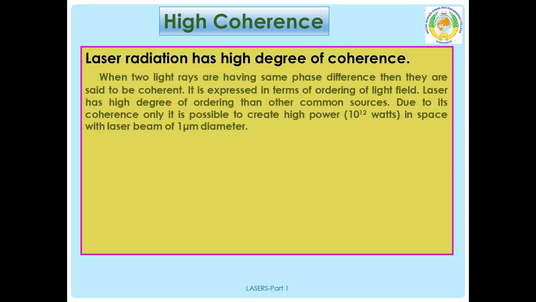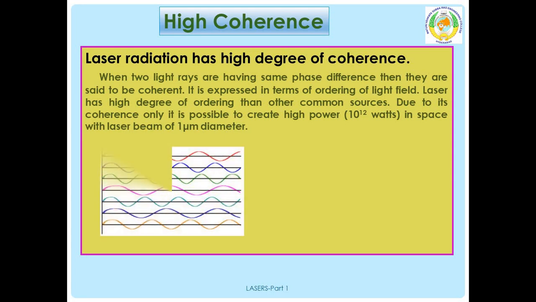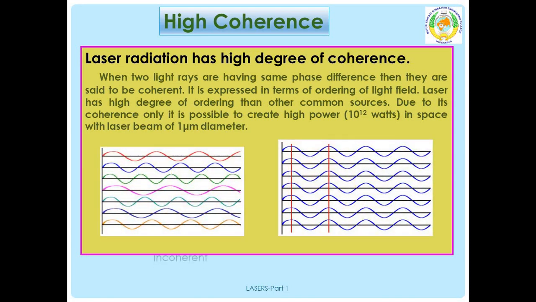The radiation coming out of lasers has a high degree of coherence. Now let us discuss what is coherence. When two light rays have the same phase difference, then they are said to be coherent. It is expressed in terms of ordering of the light field. Laser has a high degree of ordering compared to other common sources. Due to its coherence only, it is possible to create high power, that is of the order of 10 to the power 12 watts in space with a laser beam of 1 micrometer diameter.